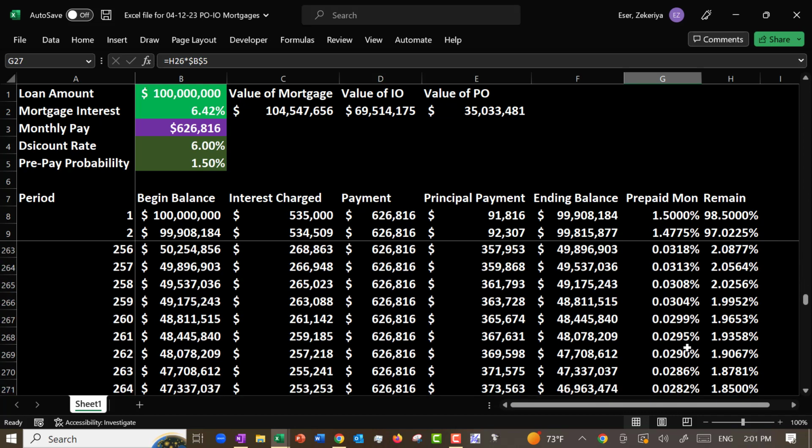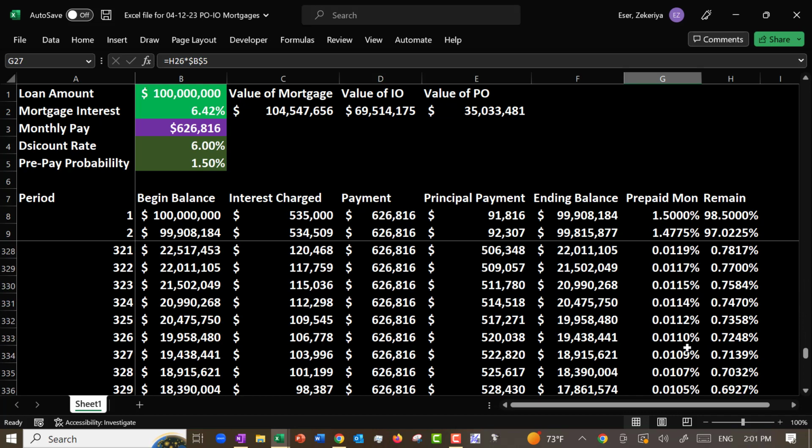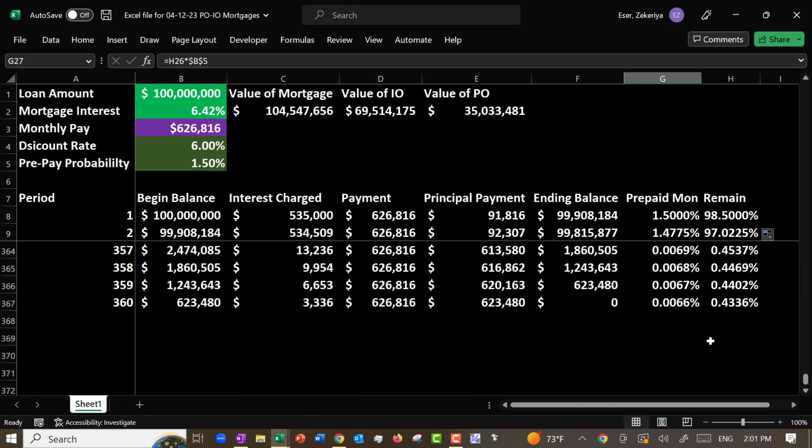I mean, if monthly repayment rate is 1.5%, basically by the end of 30 years, almost all of them would have been repaid anyway. Okay. At 1%, that says if a quarter of the existing mortgages are prepaid every month, a quarter percent, by the end of 30 years, 60% would have been already prepaid.